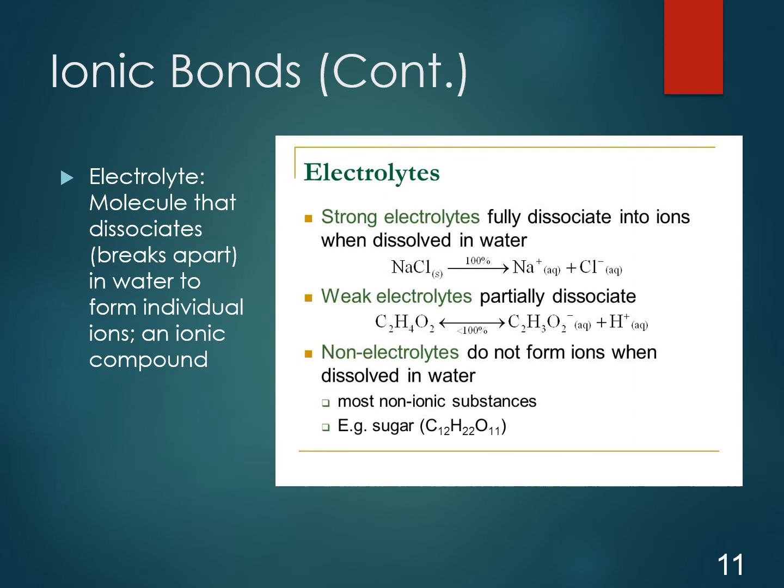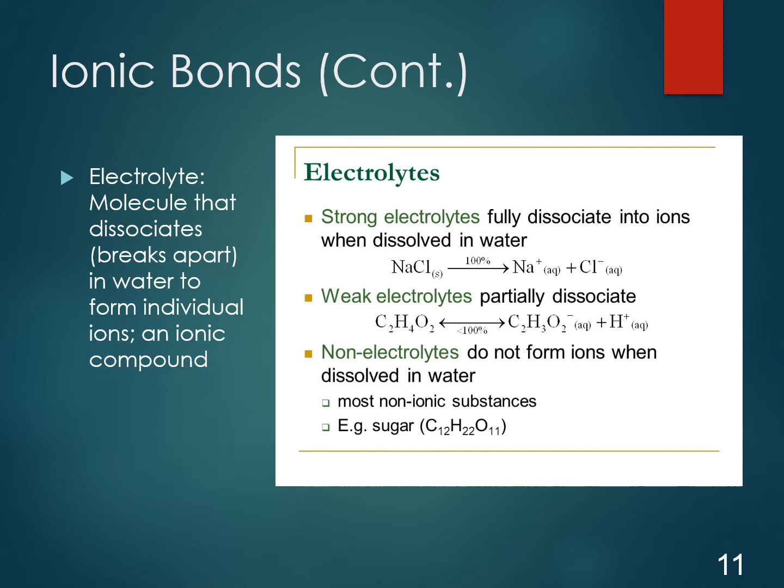As I mentioned previously, electrolytes are molecules that dissociate or break apart in water to form individual ions. An example that I gave was of a strong electrolyte, table salt, or sodium chloride. Sodium chloride completely breaks apart into sodium and chlorine in water. Now, there are also weak electrolytes that partially dissociate and non-electrolytes that do not dissociate at all.